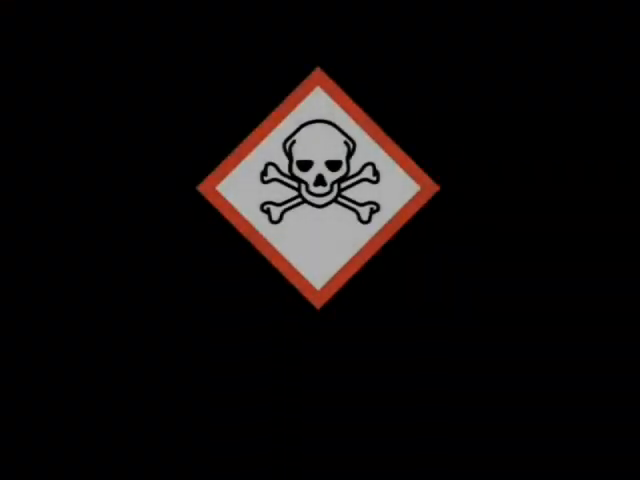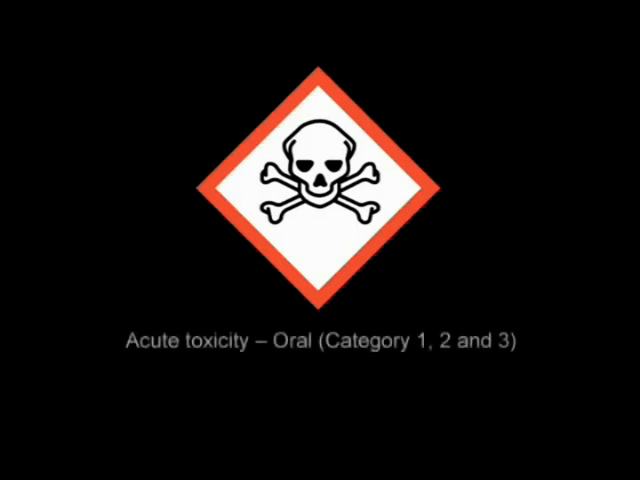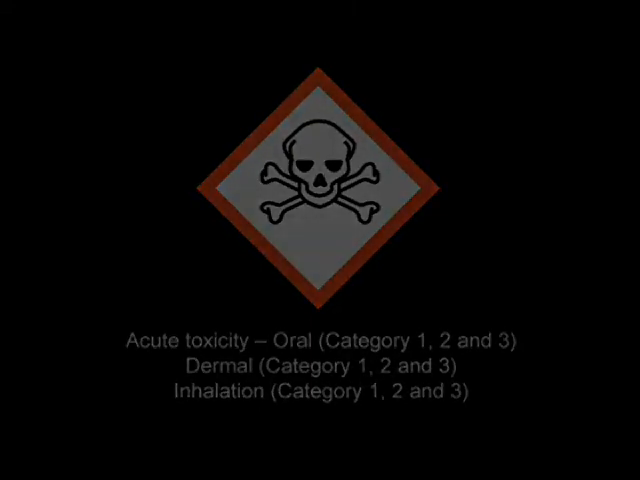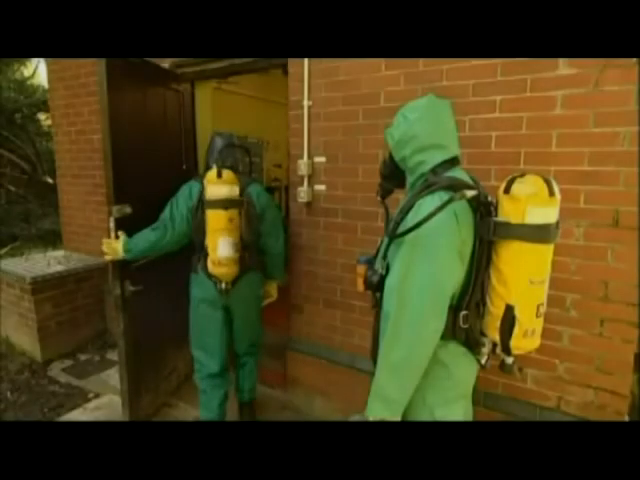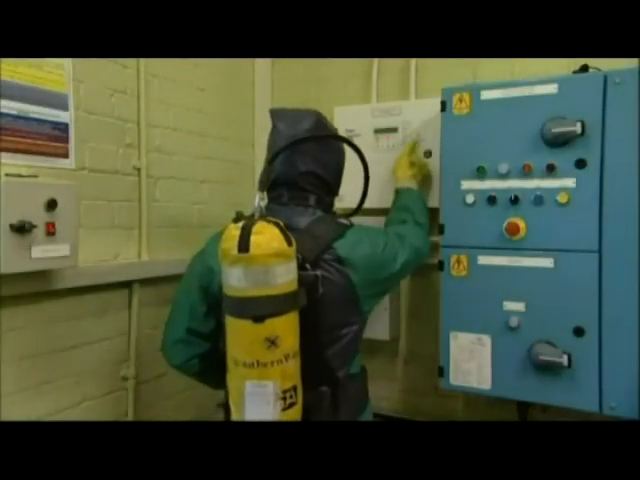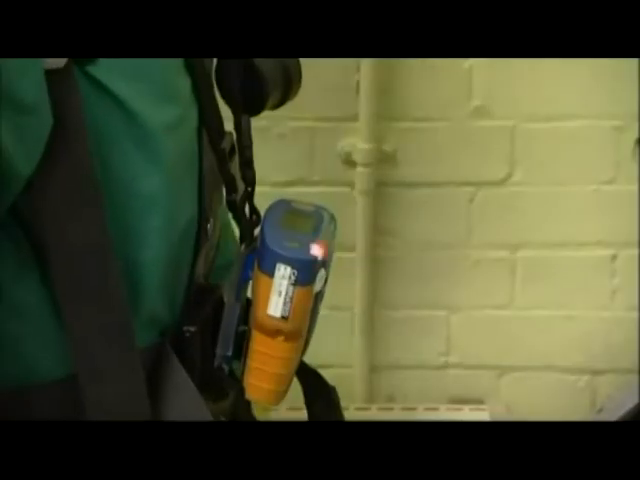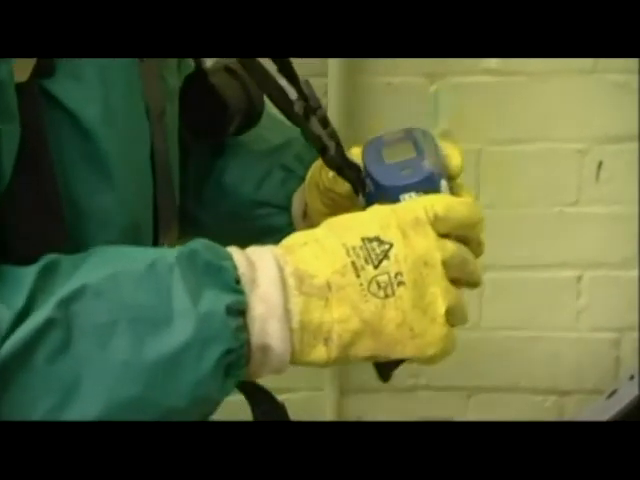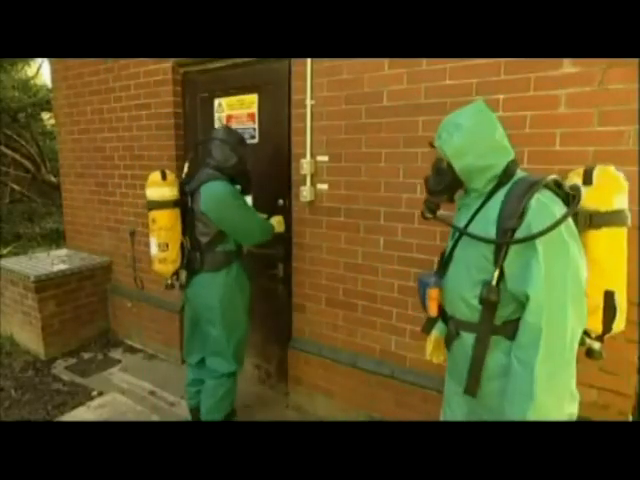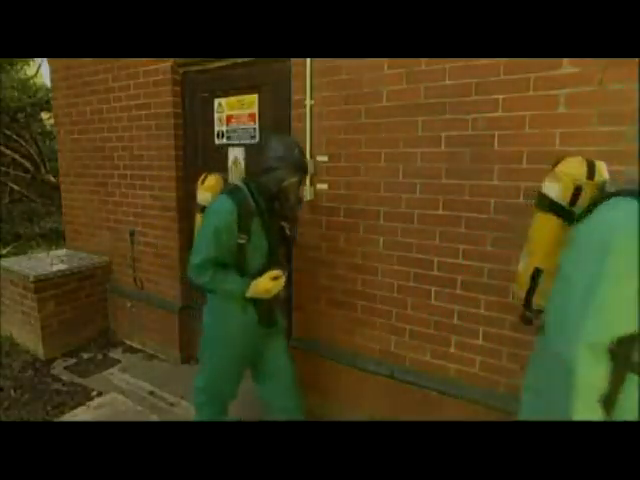The skull and crossbones pictogram is used to indicate the acute toxicity class. Acute toxicity, oral, Category 1, 2, and 3. Dermal, Category 1, 2, and 3. And inhalation, Category 1, 2, and 3. These poisonous products are fatal, toxic, or harmful if inhaled, following skin contact, or if swallowed. Acute toxicity refers to effects occurring following skin contact or ingestion exposure to a single dose or multiple doses given within 24 hours, or an inhalation exposure of 4 hours.